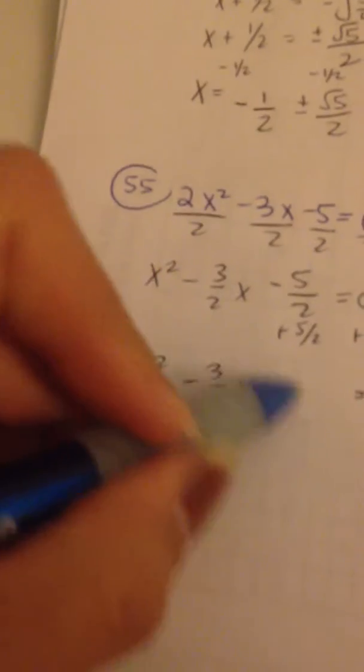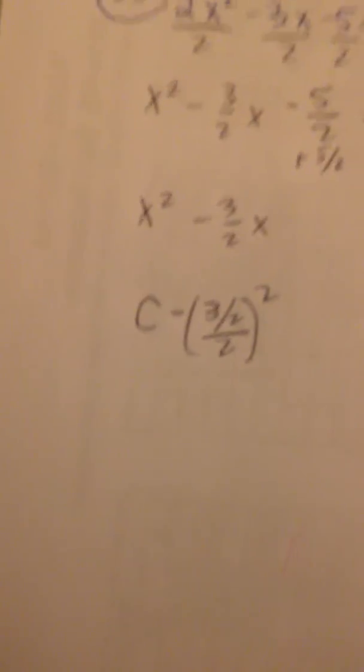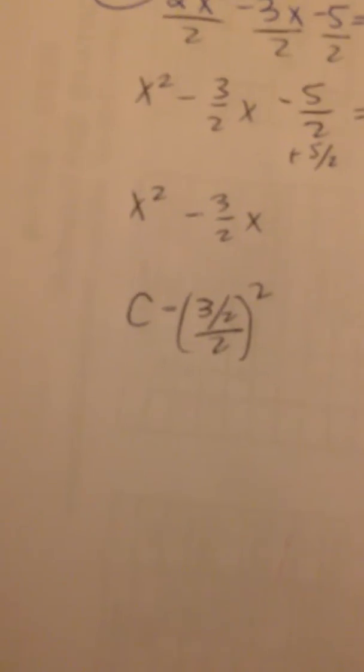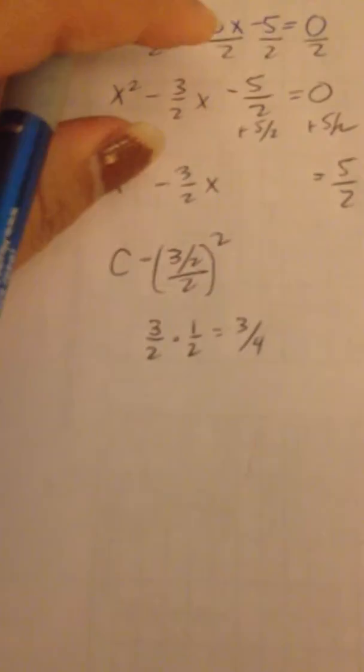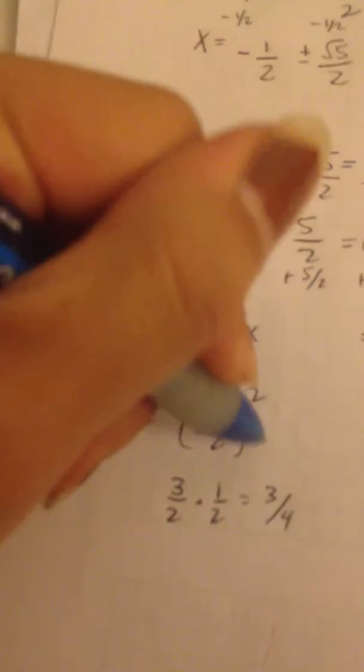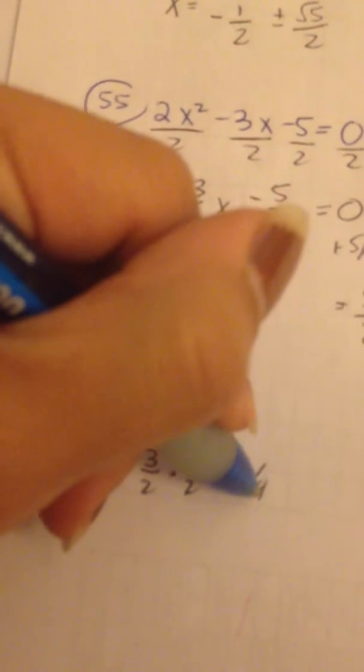And then how do you find your c value? C value equals your b value divided by 2 and squared. So 1.5 or 3 halves divided by 2 is going to give us what? 3/4? Yes. If you can't remember, 3 halves divided by 2 is the same thing as multiplying by the reciprocal, which is 3/4. 3/4, and then you square that. So 3 squared is 9, 4 squared is 16. So this needs to say plus 9/16.